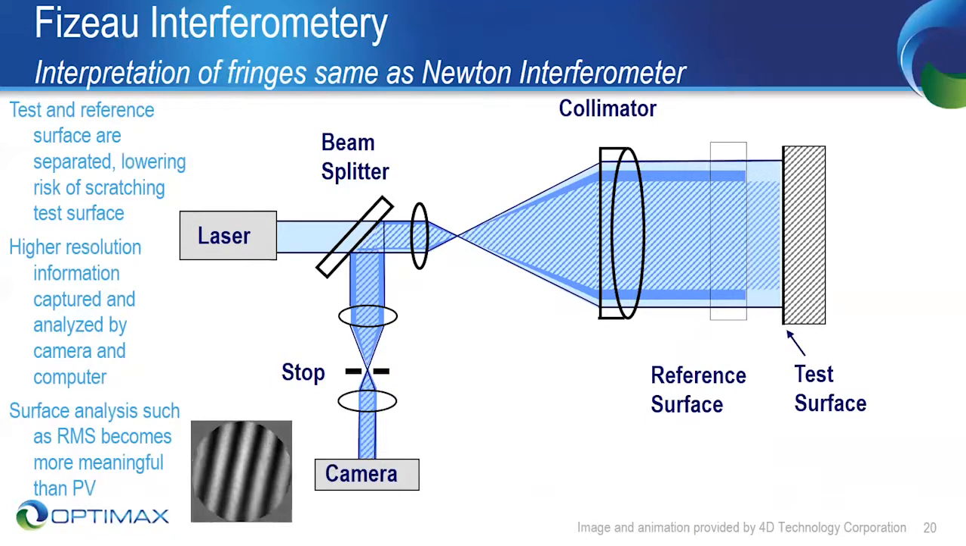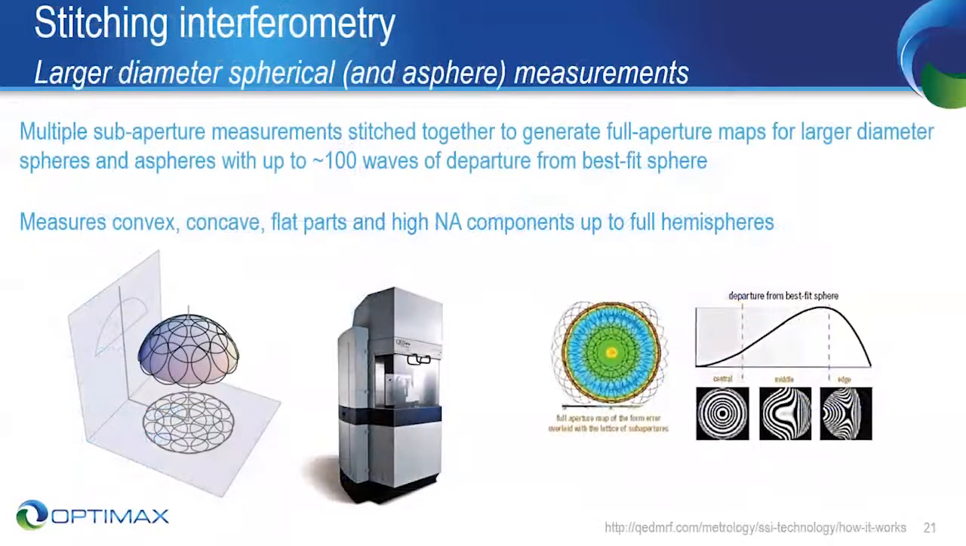If you have a larger aperture sphere or an asphere, another option might be to use stitching interferometry. This is where you can take multiple sub-aperture measurements and stitch them together. This type of technique is able to measure convex, concave, sometimes even flat parts in very high numerical apertures, up to full hemispheres. So great, another way to capture really good spatial frequency content, but you have to have a surface that is able to be measured interferometrically.